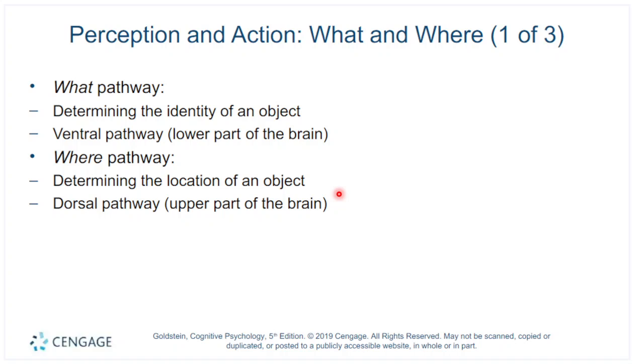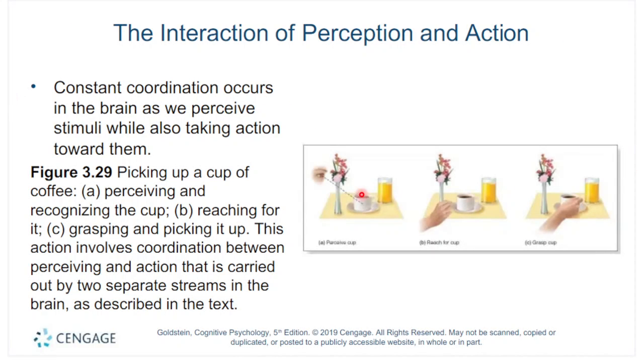Okay. So, what and where, this perception and action happen? So, the what pathway, this is wherein we determine the identity of an object. So, like for example, etong part na to. So, we determine that this is a cup of coffee and this is a glass of juice. And this one is just a vase of flowers. Pang decor lang siya. So, understanding etong tatlong bagay na to at alam mo kung anong gusto mo, 'di ba? Gusto kong magkape. Alam mo na ngayon saan pupunta yung kamay mo.